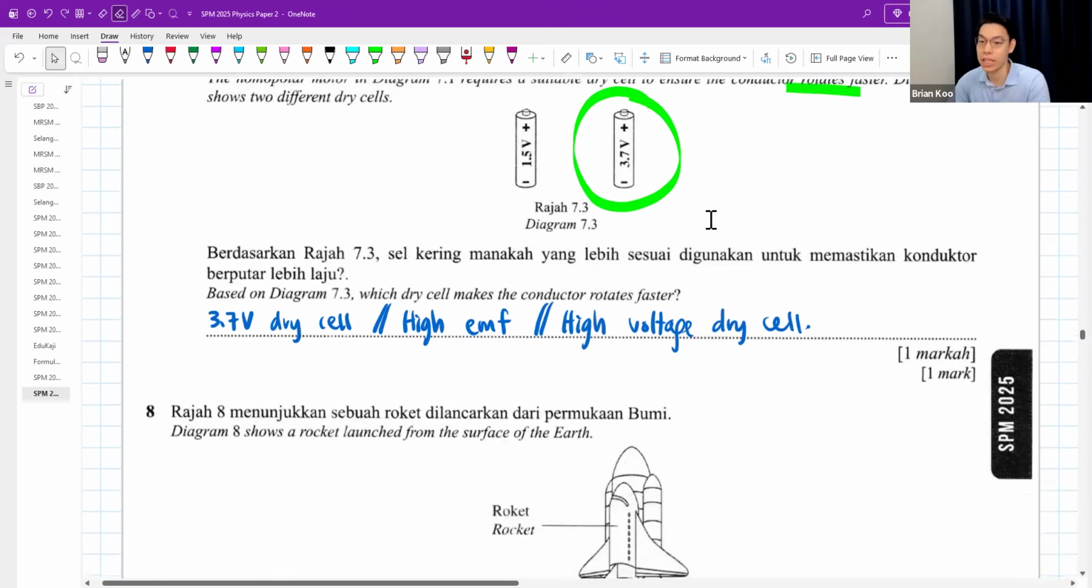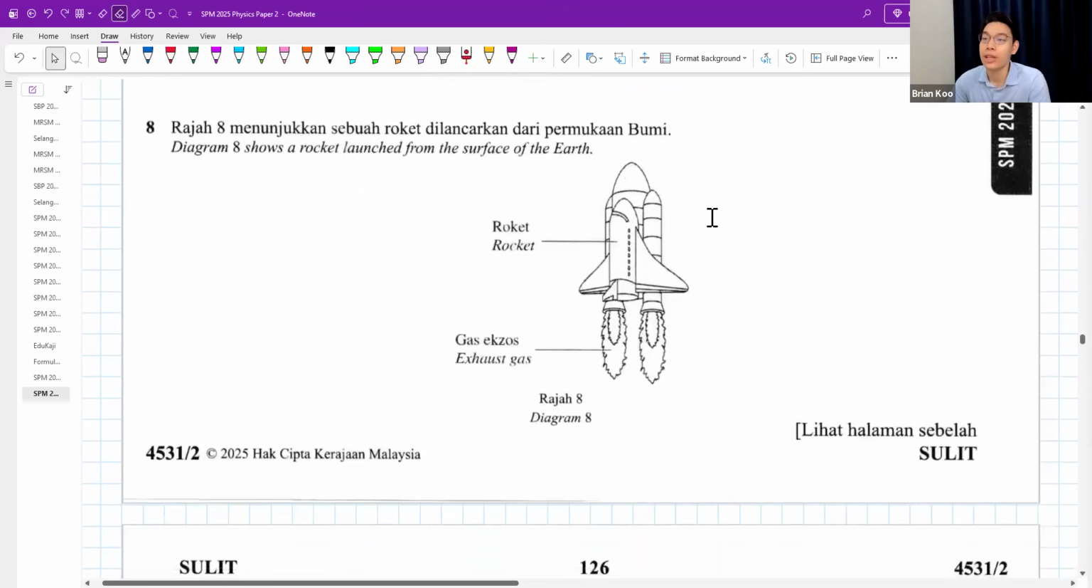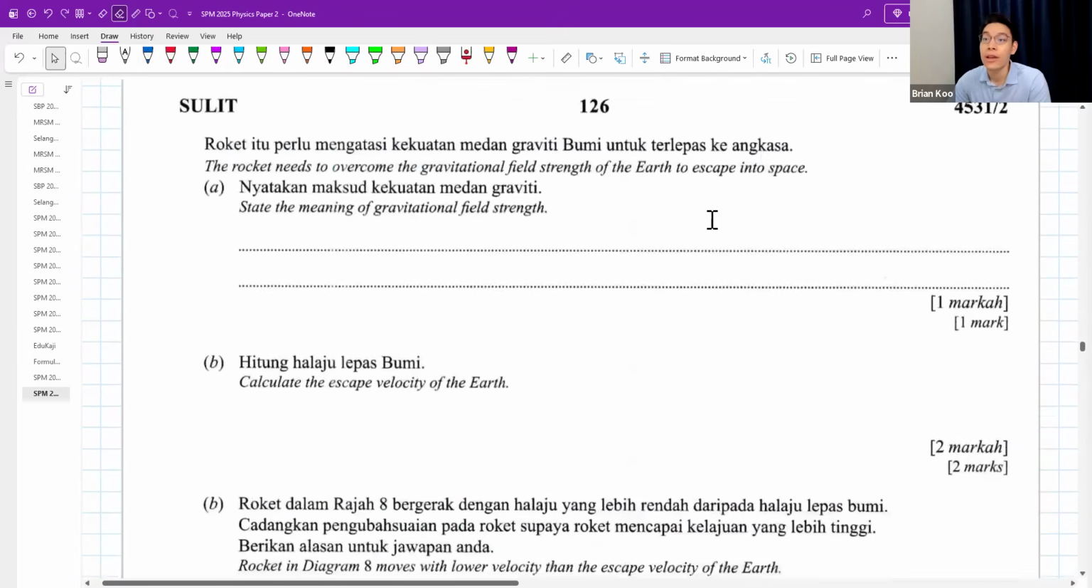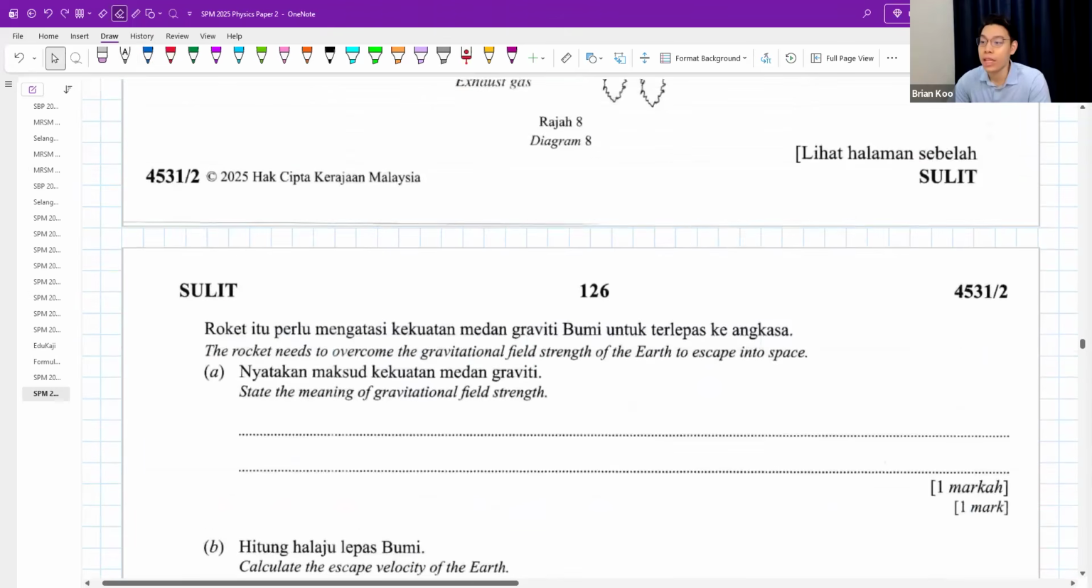Okay. Question number 8. Diagram 8 shows a rocket launched from the surface of the Earth. This is gravitational. The rocket needs to overcome the gravitational field strength of Earth to escape into space. State the meaning of gravitational field strength. Okay, this is the g actually.